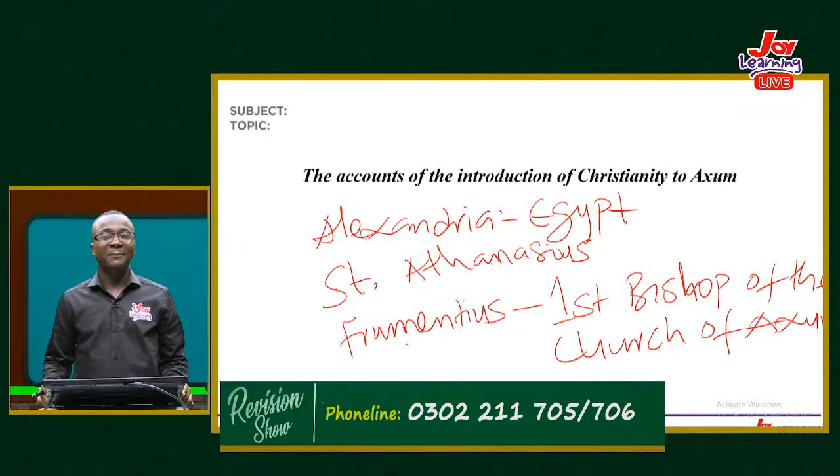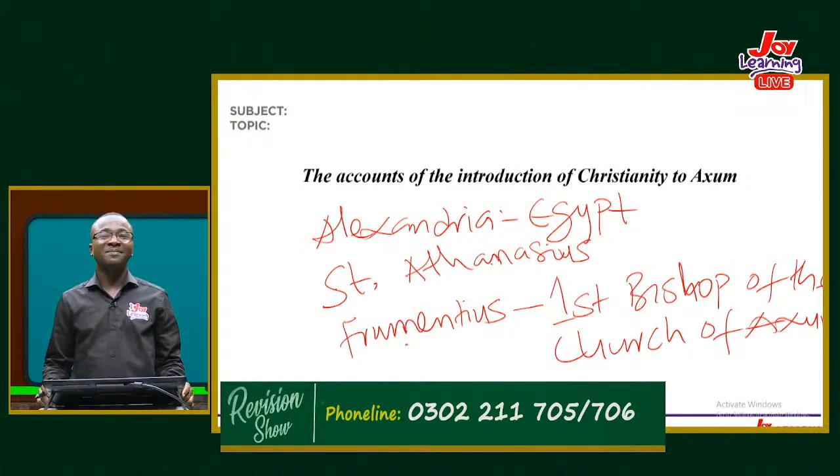After they were rescued, they were taken to the palace of Axum, where the king is. When they were there, they were given some positions. The king gave Frumentius the position of steward, and Aedesius the cupbearer. With their positions, they were able to establish churches in Axum for the Roman merchants that came.